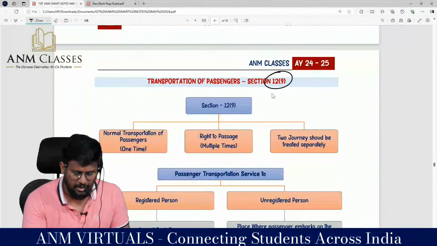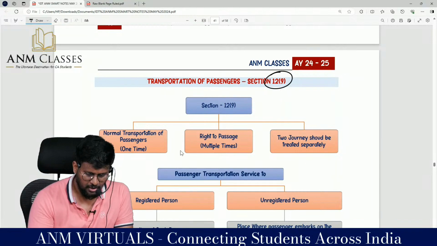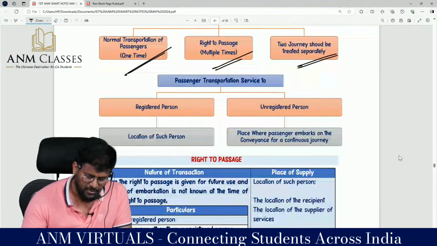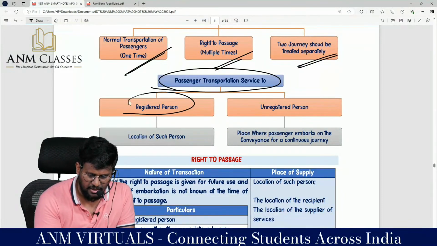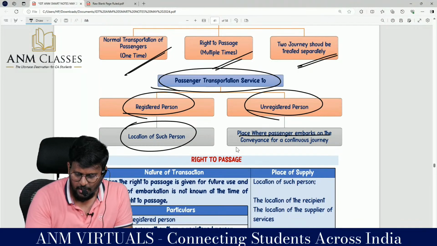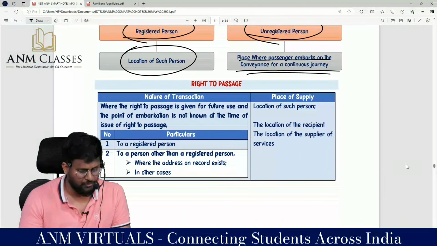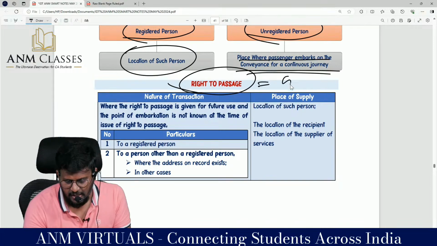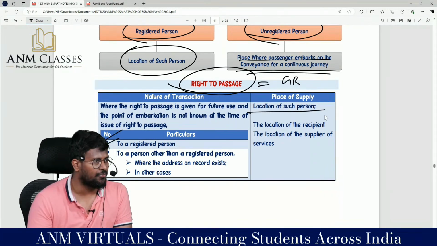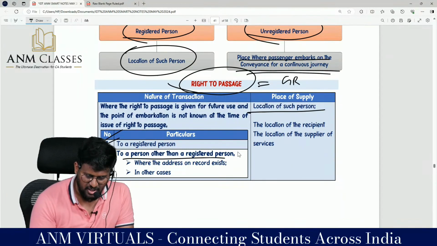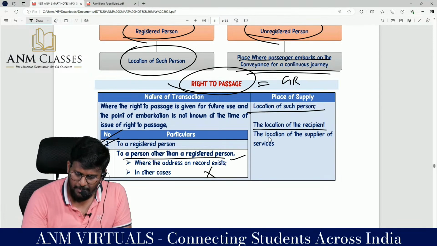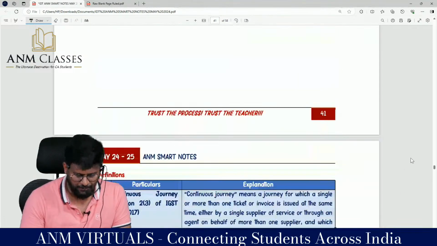What is 12.9? Sir, 12.9 normal transportation of passengers, right to passage, journey. Normal transportation of passenger: registered person, location of the recipient; unregistered person, place where the passenger embarks on the conveyance for continuance of the journey. Right to passage is equal to the general rule. To a registered person, location of the recipient. To a person other than registered person, address available, address not available. Address available, location of the recipient; address not available, location of the supplier.